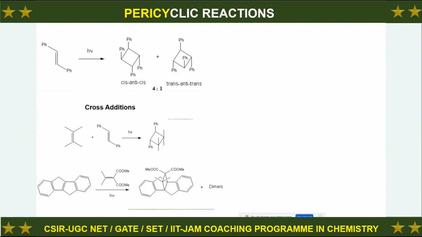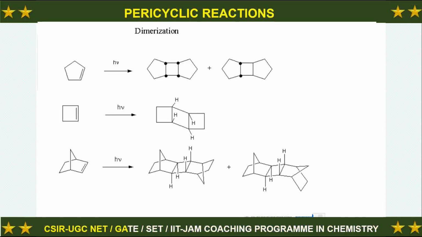Then dimers also can form, right? So the problem with these conditions is we can't control it. The dimerization of this alkene alone can form, and this alkene alone can form. So the dimer is 20%. So this is 51%. Okay. Then the dimerization, this is cyclopentene.